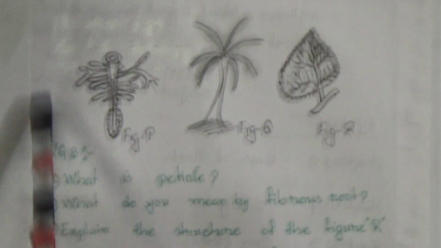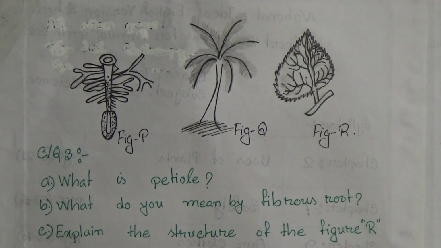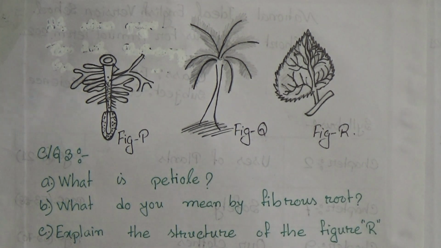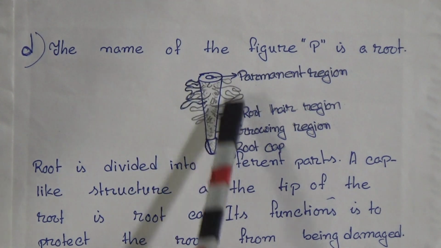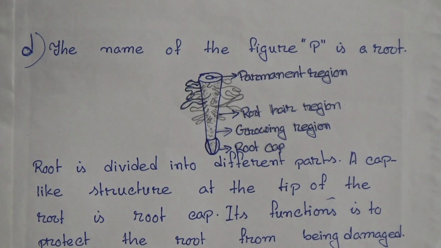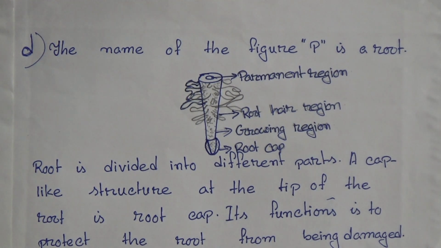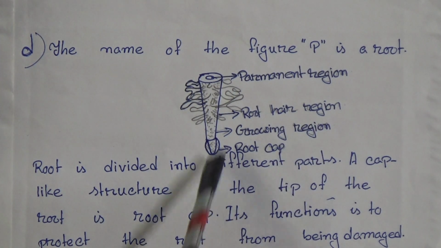In figure P, you see the root, and in figure Q, you see the stem of a coconut tree. Now, we will discuss the function of them. The name of figure P is a root. And the root has some parts. The hair-like things coming out from the root are called the root hair region. The last part of the root, which is growing inside the soil, is called the growing region, and here is the root cap.